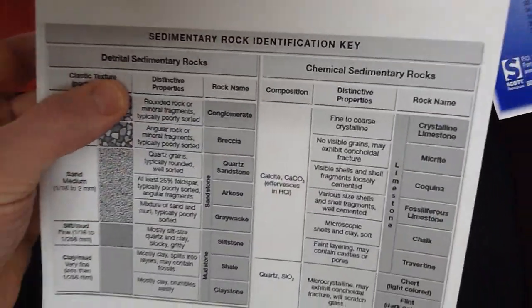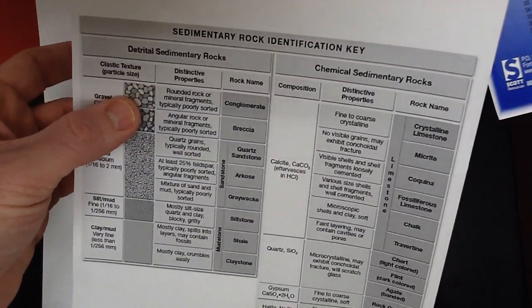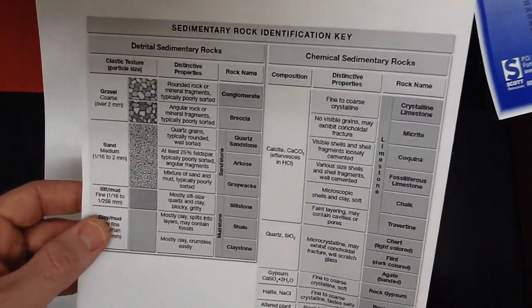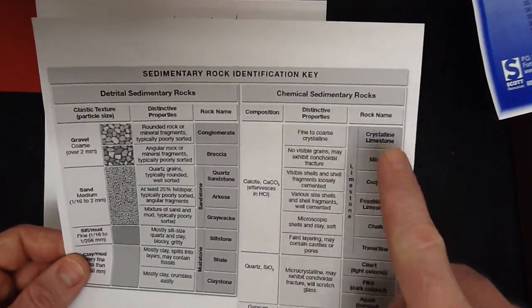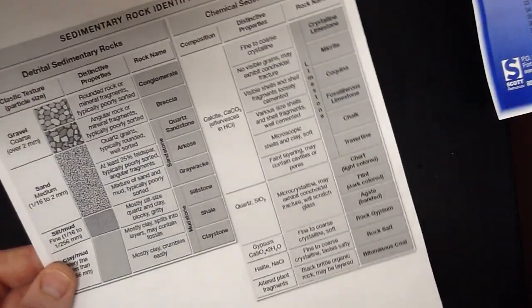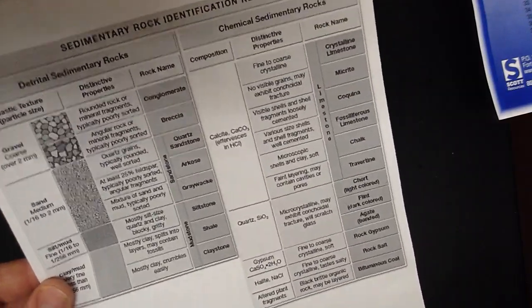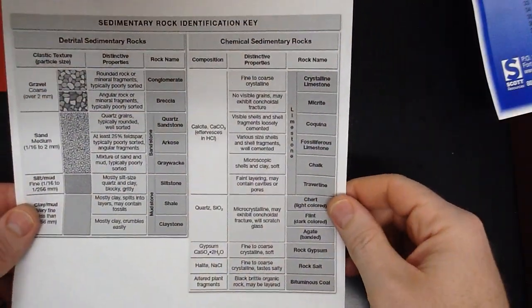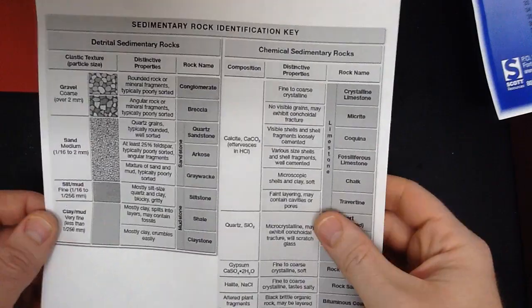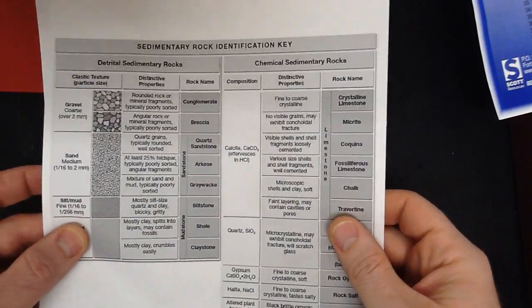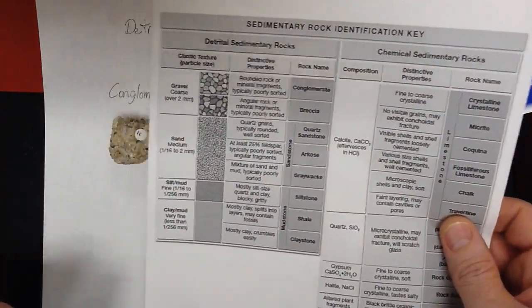And so the detrital side is made up of rocks that are particularly pieces of other rocks versus the chemical side, which these are sedimentary rocks that come from water. So they come from a solution of dissolved minerals. So different looks to both of these rocks. But we're going to start on the detrital side.